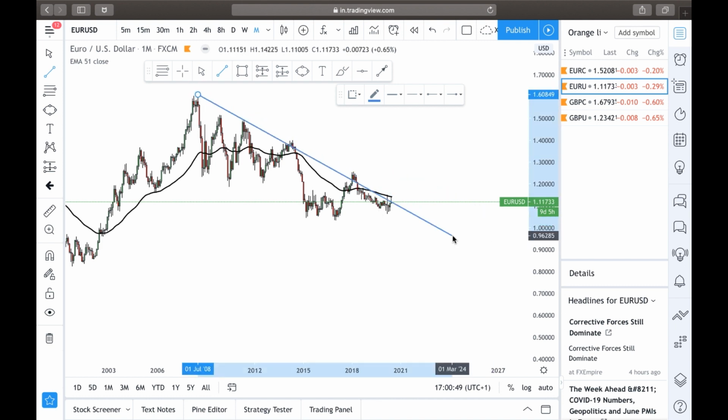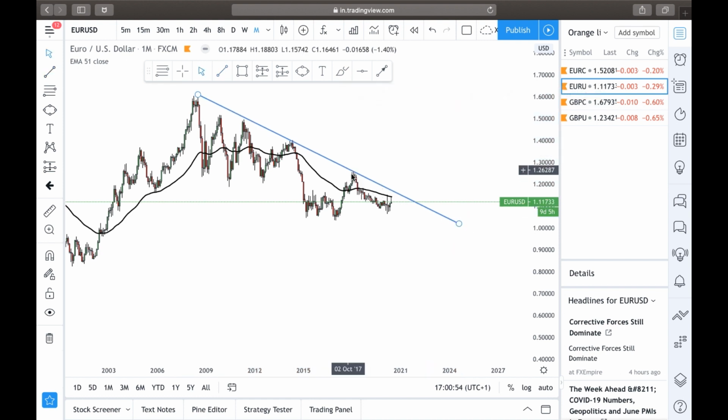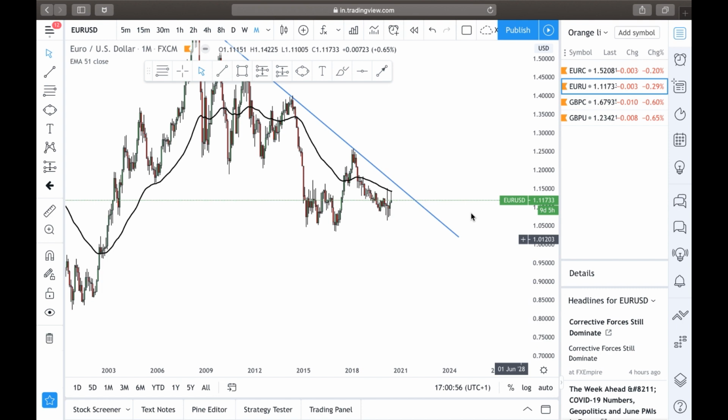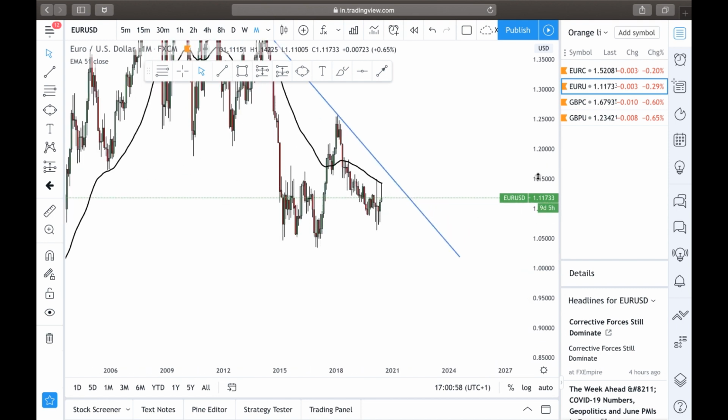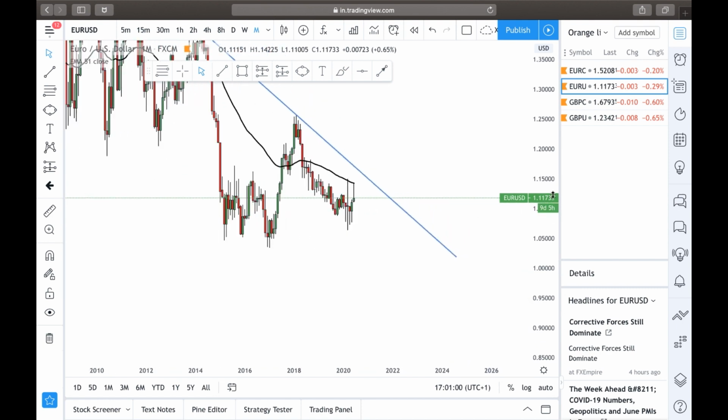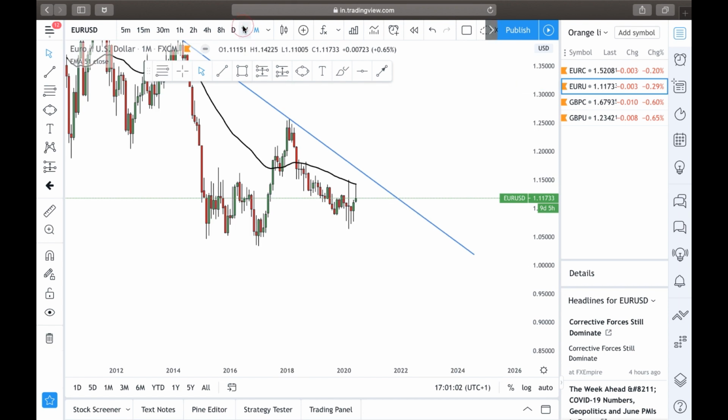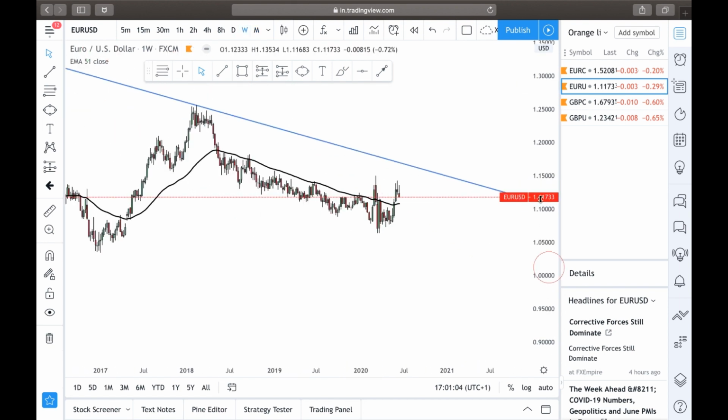Cool, cool. And then I can see it's a descending trend line, one touch, two touch, three touch. This was the third touch, so this is the highest probability of it going in your favor. So we can clearly see that's in play, right? So let's go down to the weekly and see what else is going on.